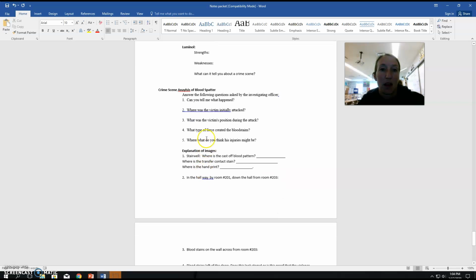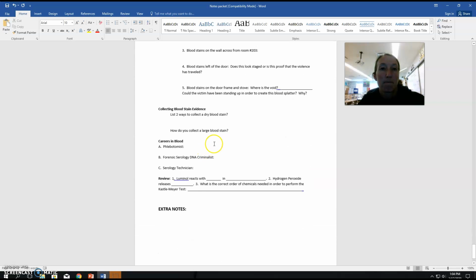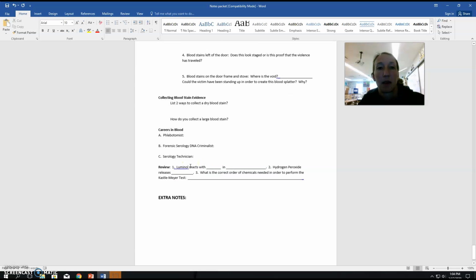Okay. All right, this is the extra credit. Okay. Looking at it, making sure when you collect a blood stain, it always has to be dried first, and it has to be packaged in a porous material. You care more about that than anything. Phlebotomist is that you draw someone's blood intravenously. Forensic serology DNA criminalists, these guys are only in the lab analyzing blood and fluids, but a serology technician collects the blood in the crime scene and then goes back to the lab and analyzes it.